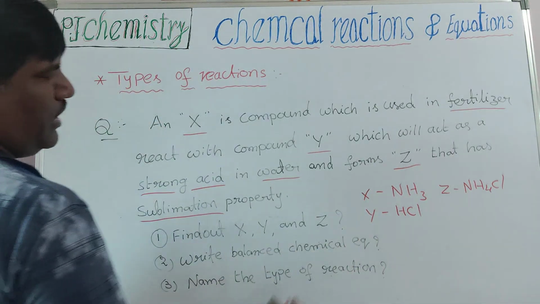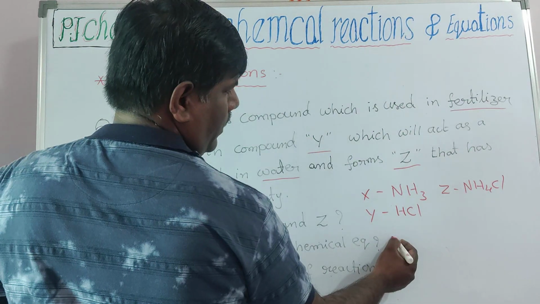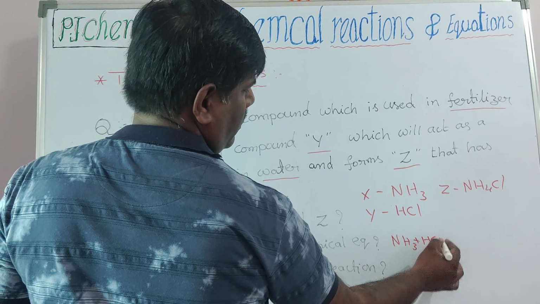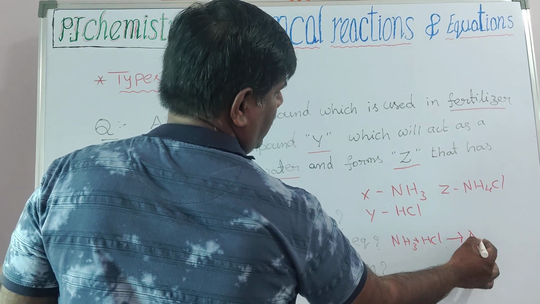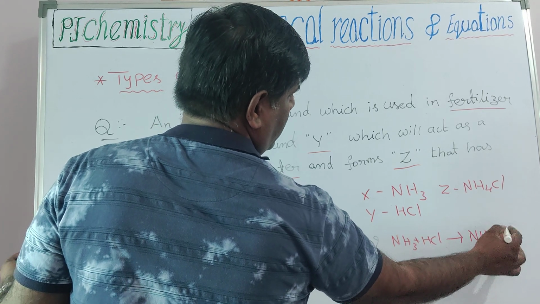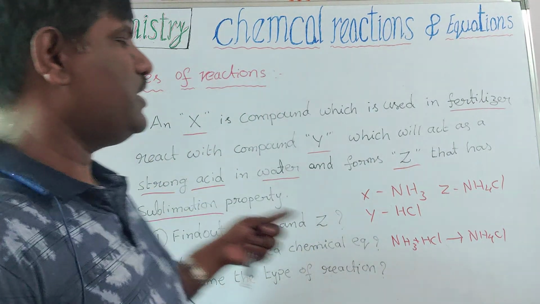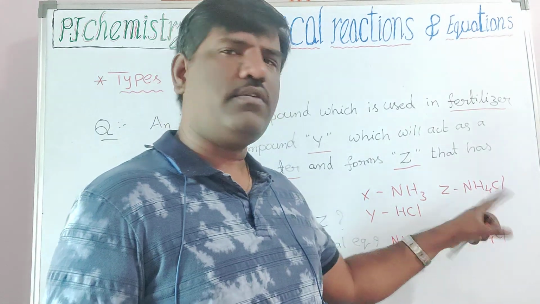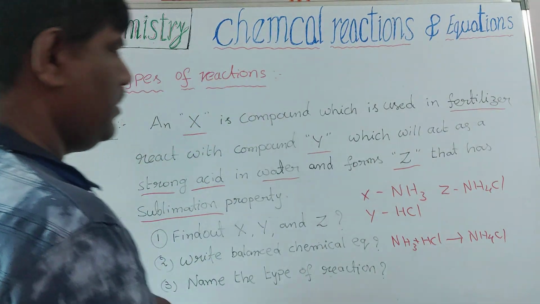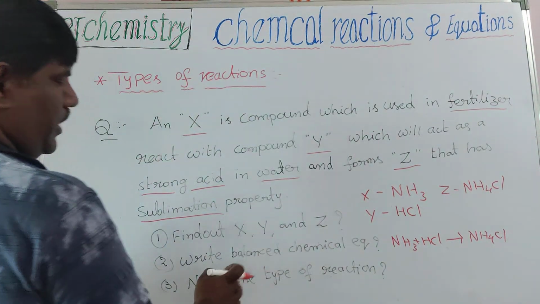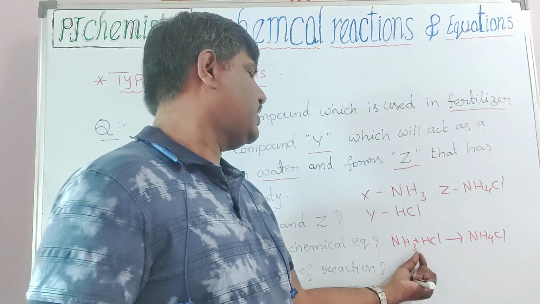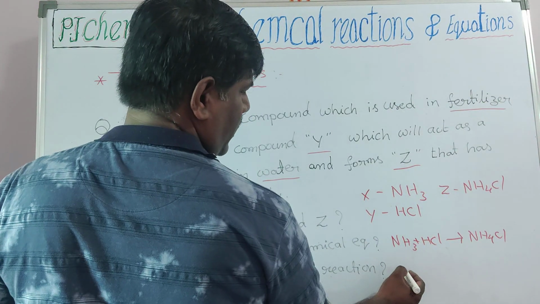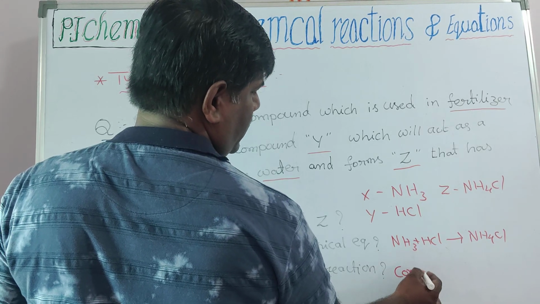Now write the balanced chemical equation. X is NH3 plus HCl gives NH4Cl. So which is having sublimation nature here? Ammonium chloride, directly converting into gaseous state, solid to gas. Now name the type of reaction. 2 compounds combine to form a single product. So this reaction is a combination reaction, chemical combination reaction.